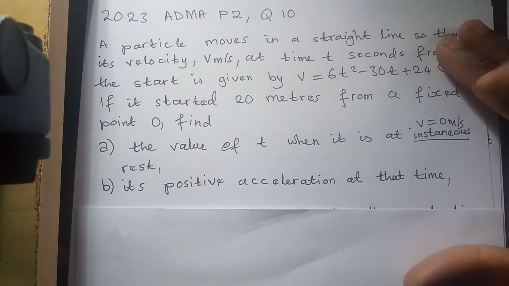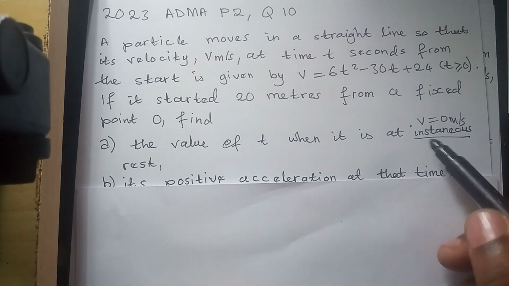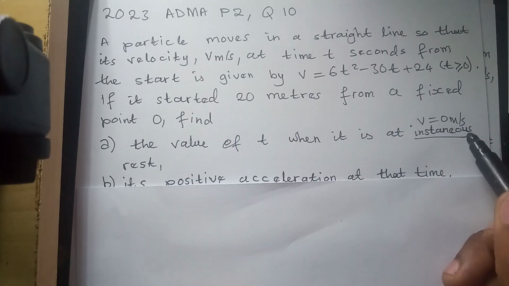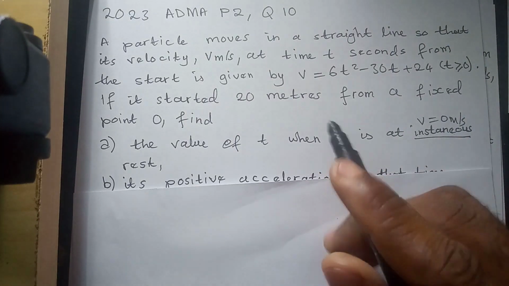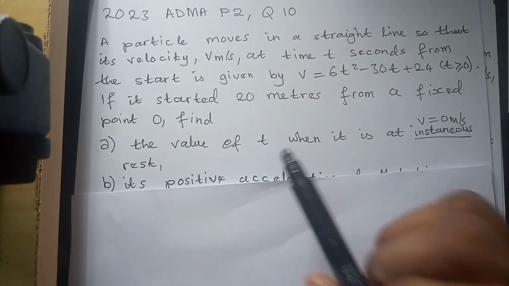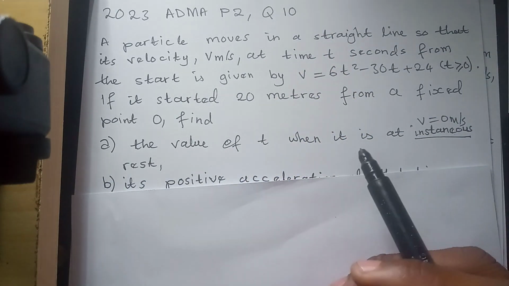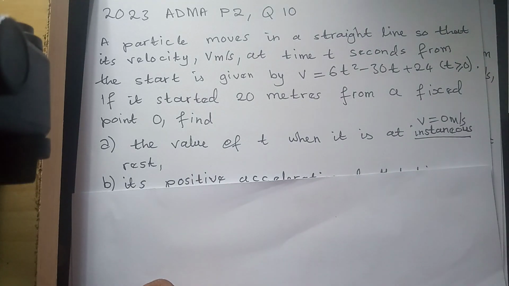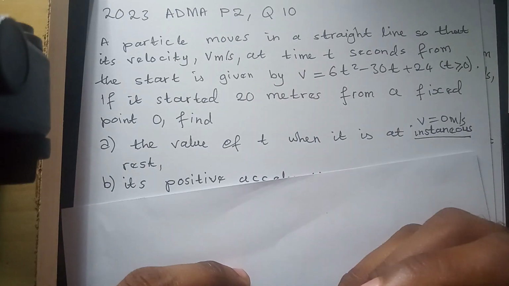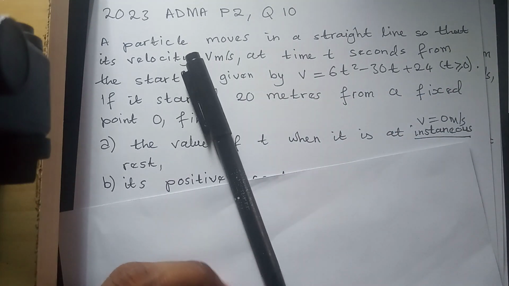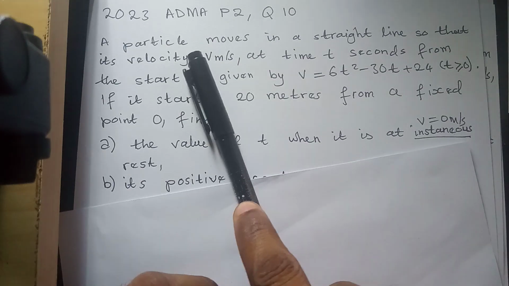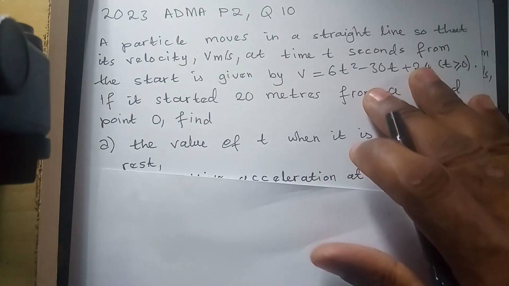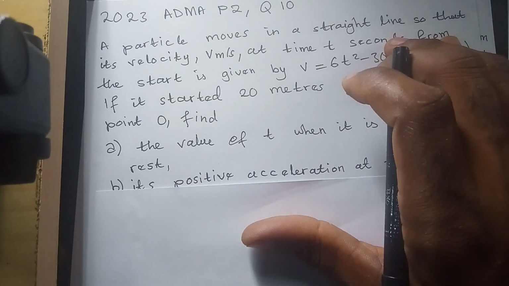So at instantaneous rest, velocity is always equal to 0. In short, when an object is at rest, you don't expect it to be moving. It doesn't even make sense. At instantaneous rest, v is equal to 0. It's not the time which is equal to 0. Remember, an object can be at rest, but the time will still be moving. So it's not the time which is equal to 0, but the velocity.